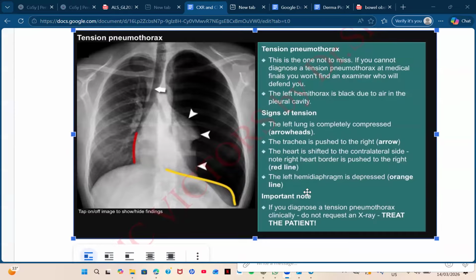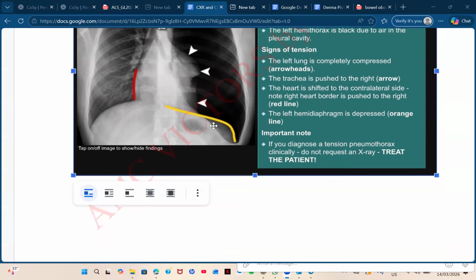What else can you see? The left hemidiaphragm is depressed, in orange color here. The diaphragm is also going down due to this pressure. So please remember, this is a tension pneumothorax.